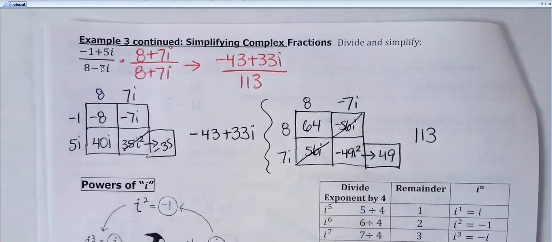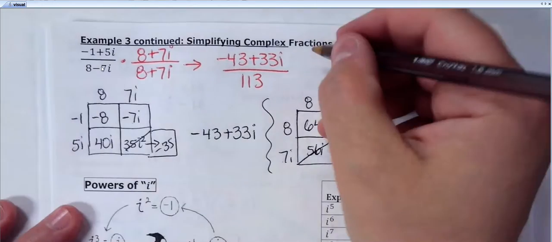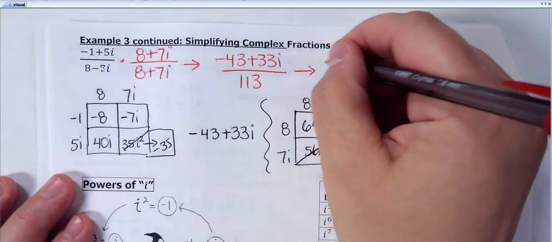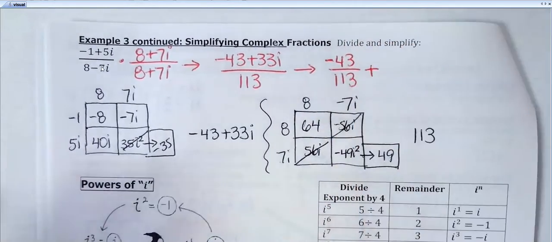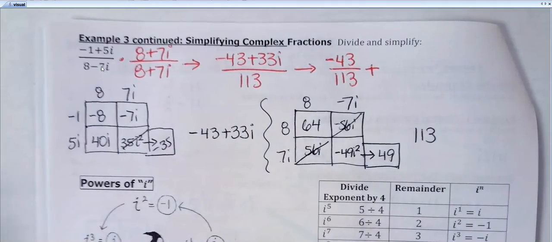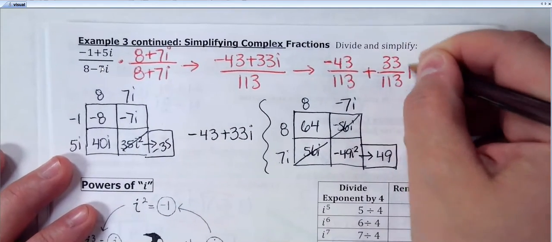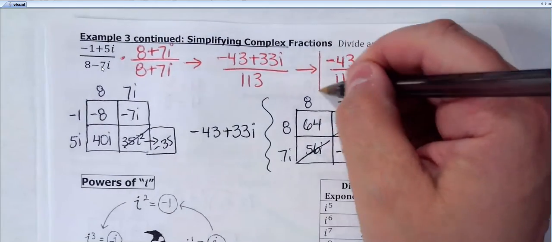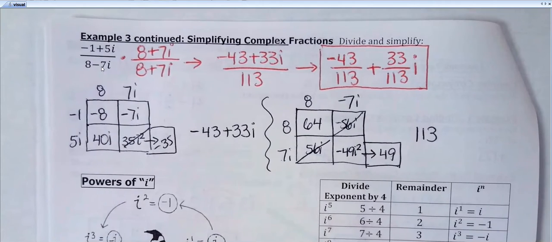Nobody has anything in common there. You cannot reduce that. But to write that in that a plus bi format, all I'm going to do is separate the two terms into two fractions. So I'd write negative 43 over 113, and then it's plus 33i, so I'm just going to have a plus in between, 33 over 113, and you just put the i right next to it. That would put that in that a plus bi format. Is anybody having a question?